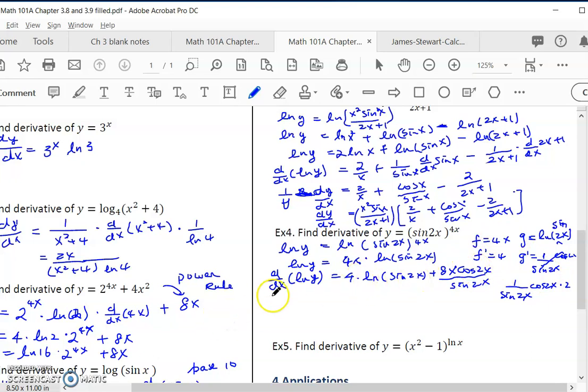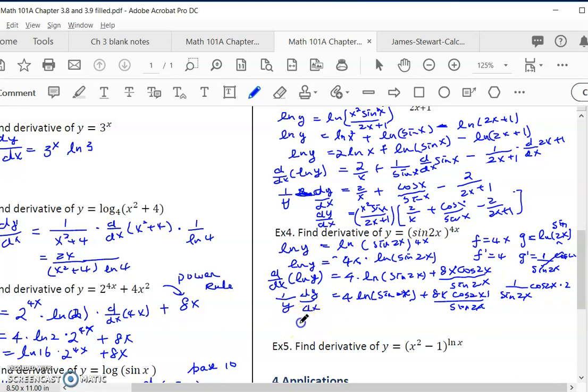So that is this side, and the other side would have 1 over y dy/dx, right? Whenever you do d/dx of ln y, that's it. And it will be equal to these things. And so just rewrite it again: 4 ln sine 2x plus 8x cosine 2x over sine 2x.